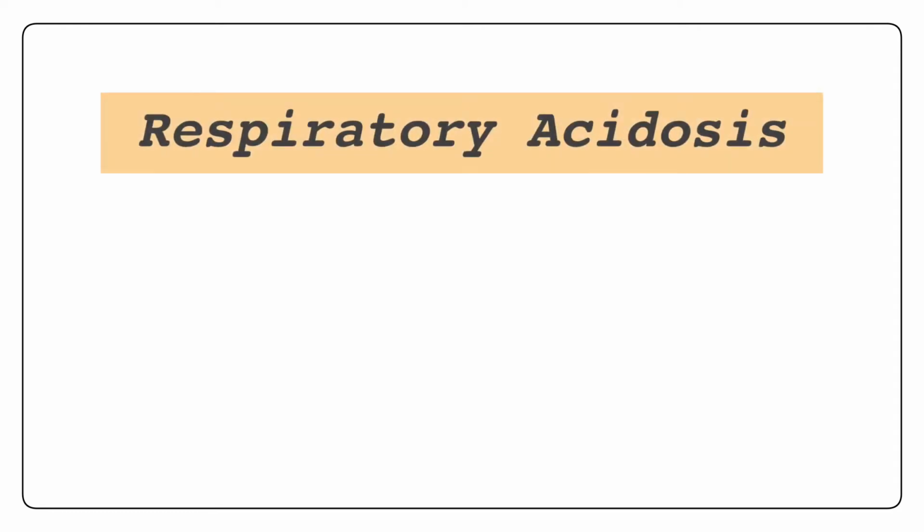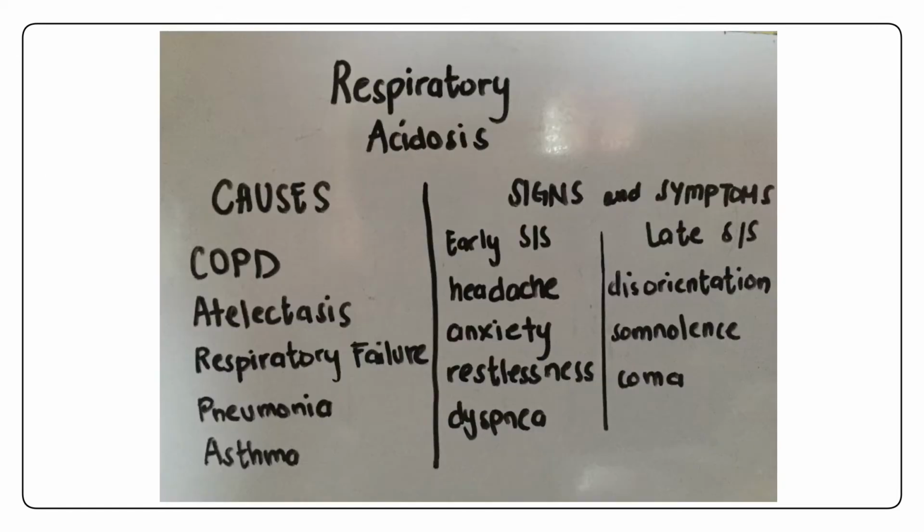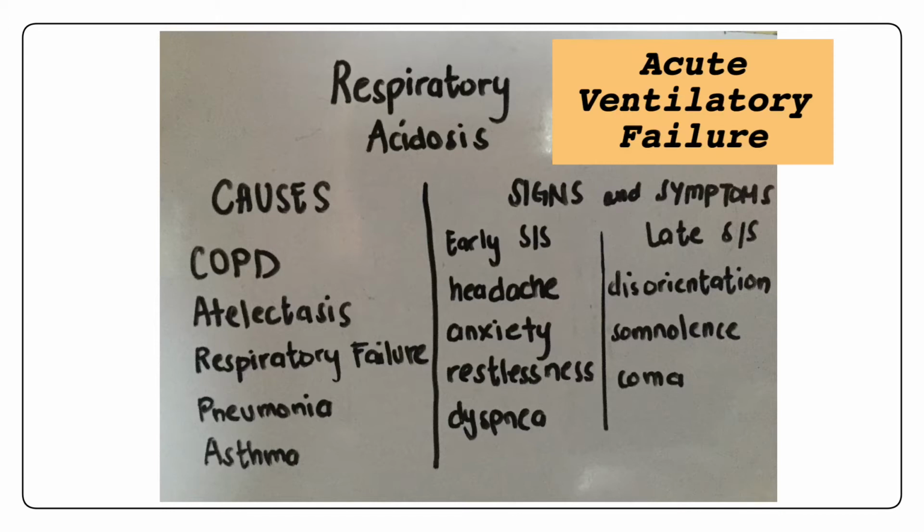First to discuss is respiratory acidosis. We know that the ABG result of respiratory acidosis has a pH of below 7.35 and a PaCO2 of above 45. Let me explain this whole topic briefly. Respiratory acidosis, or what we call acute ventilatory failure, is occurring to the patient because the lungs can no longer work to excrete or to exhale the CO2 in the body. Thus, the CO2 is increased.